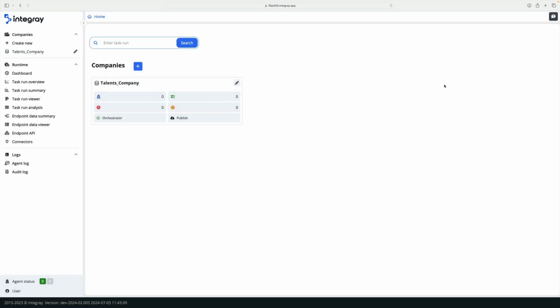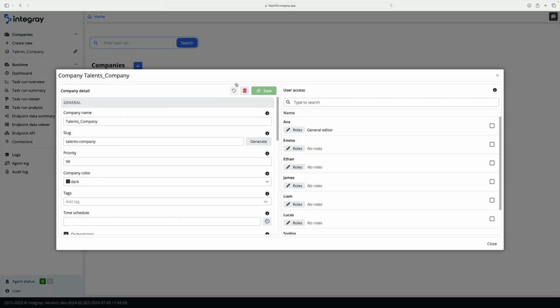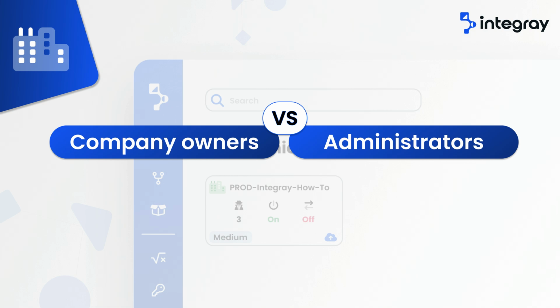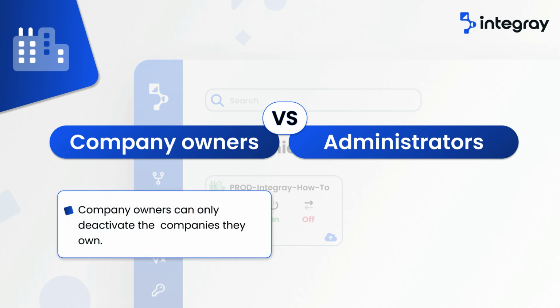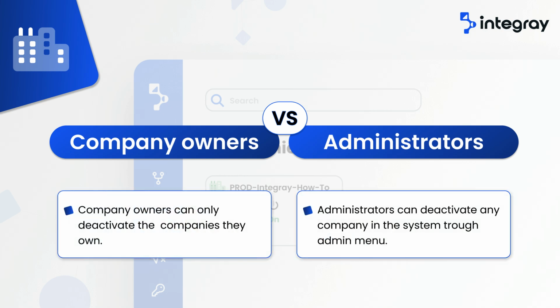The company is now created. You can check it out on the home screen. If you need to make any changes or updates to your company, just click the pencil icon. There are two ways to deactivate a company. Company owners can only deactivate the companies they own, while administrators have the authority to deactivate any company in the system through the admin menu.